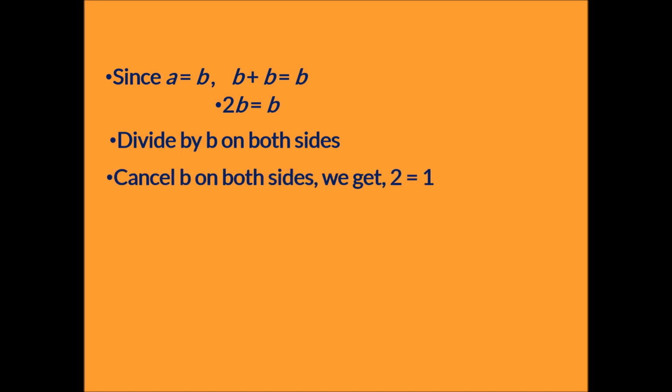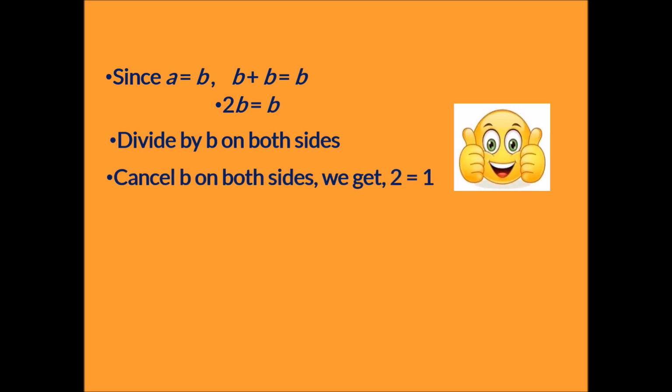Since A is equal to B, A plus B can be written as B plus B is equal to B. B plus B is 2B is equal to B. Divide by B on both the sides. We can cancel B on both the sides. We proved 2 is equal to 1 using method 1.